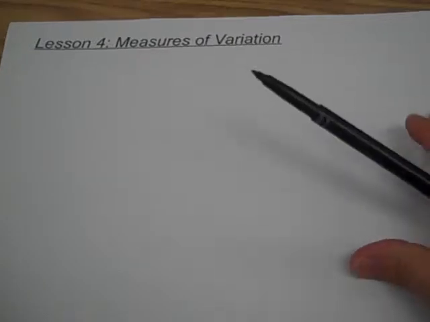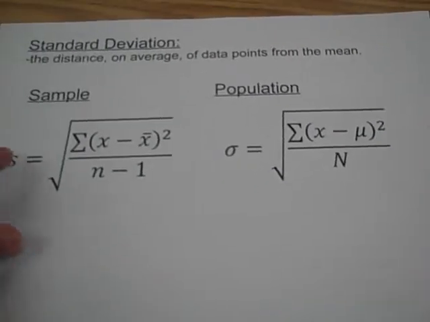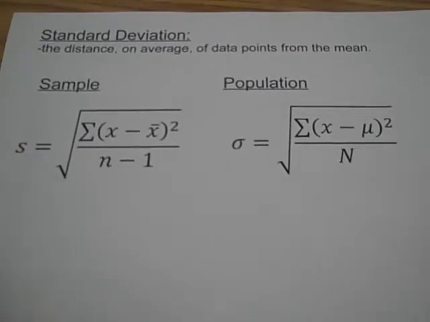Hey, also in lesson 4 we talked about the center of the data that we collect, and now we want to talk about how spread out it is. We would call that the variation, the spread, the dispersion. We're going to talk about one specific measure of variation or spread, and that is the standard deviation.